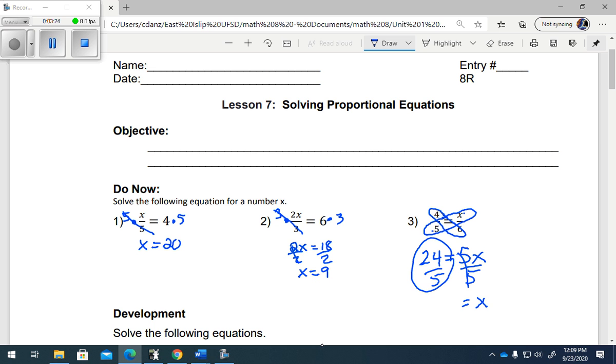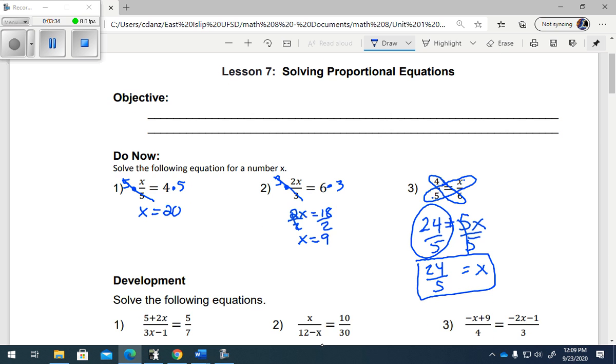Remember, you're allowed to write that as your answer. 24 over 5 is an acceptable answer. You could change it to a mixed number if you want, but it's not necessary. If I change this to a mixed number, it would be 4 and 4/5. If I changed it to a decimal, it would be 4.8. But really, I like keeping my answer as an improper fraction.